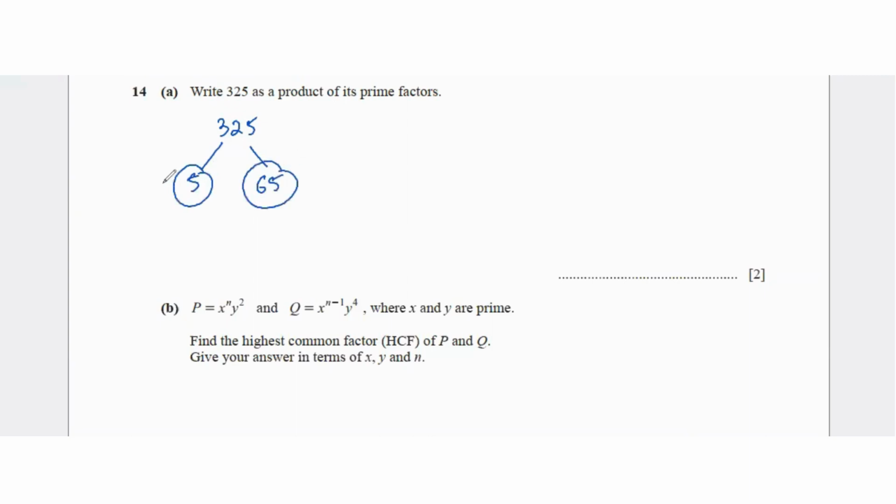5 is a prime number, so we can't further break it down. But we can break down 65. Now 65 divided by 5 is 5 times 13. Once again, 5 is a prime number and 13 is also a prime number. Hence, we can't further prime factorize it. So 325 is 5 squared times 13. That would be your final answer.